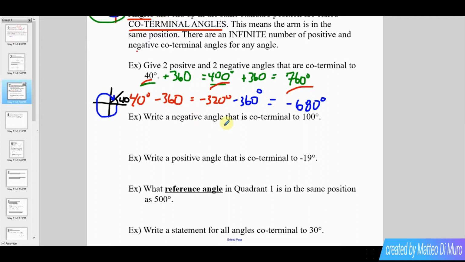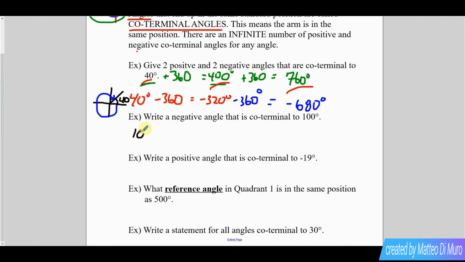Okay, continuing on. If we want a negative angle that's coterminal to 100 degrees, that's so easy. We're just going to subtract 360 degrees, and we're going to get negative 260.